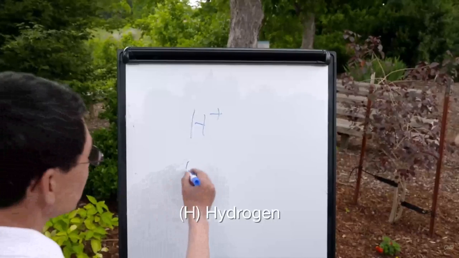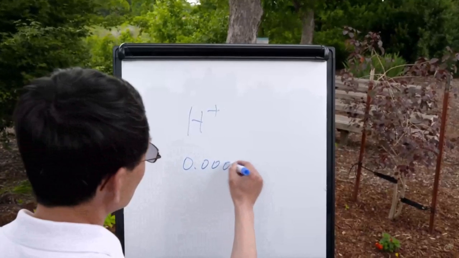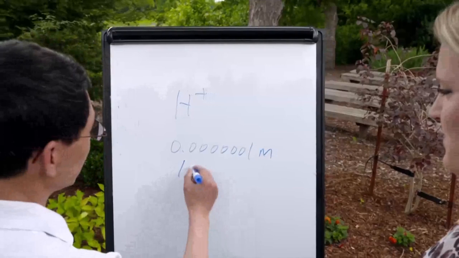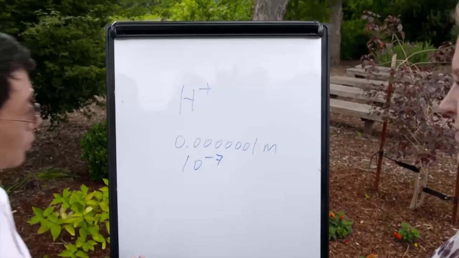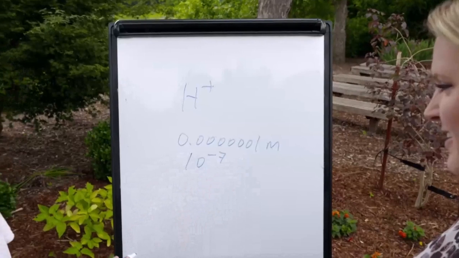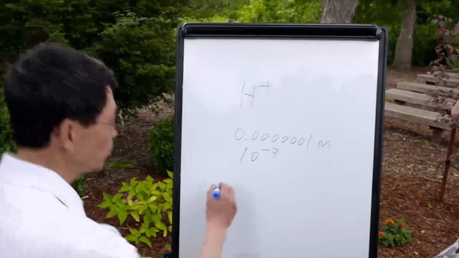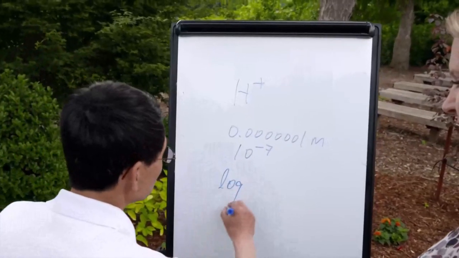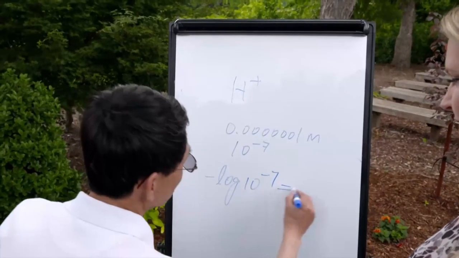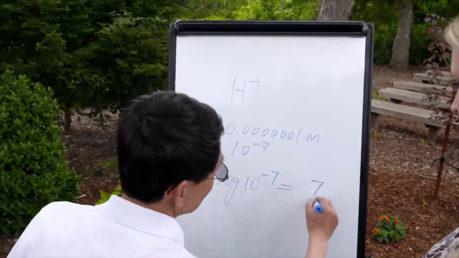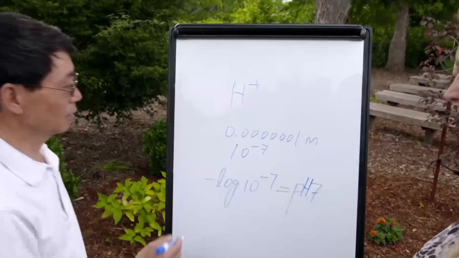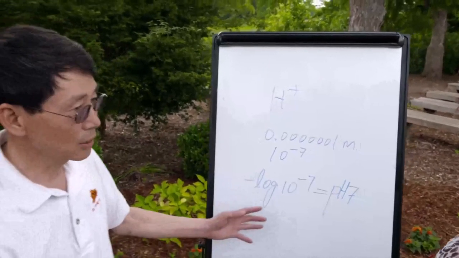It's very low. Typically, it's like 0.0000001 molar, or 10 to the minus 7. That's how low it is. Well, it's very tedious to write all this amount. So people use the symbol negative log to express that. That would equal 7. So they put a pH there, pH 7. This is how pH is expressed.